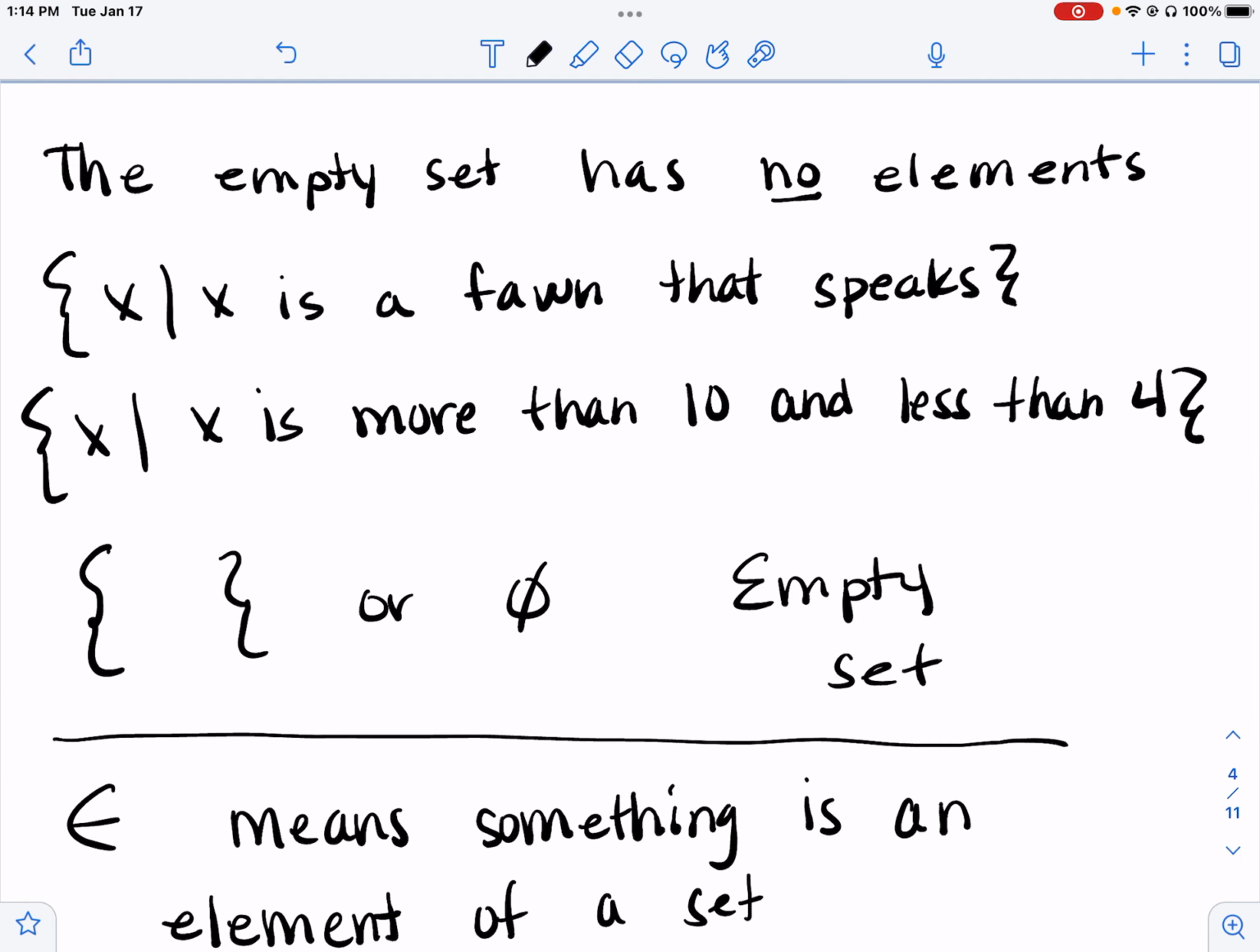The empty set has no elements. X such that X is a fawn that speaks. Okay, there's no such thing as a fawn that speaks. That's an animal. X is more than 10 and less than 4. A number can't be both. Okay, so nothing in the set curly things. A 0 with a line through it means empty set.